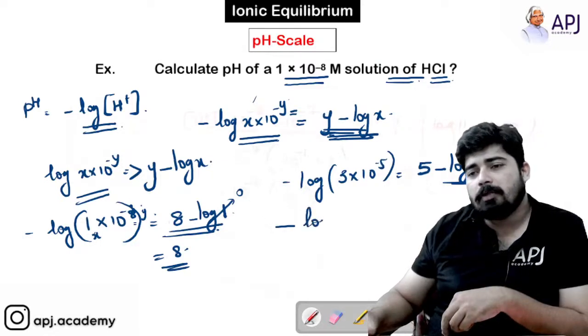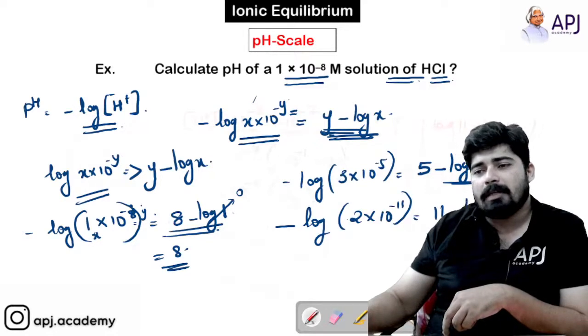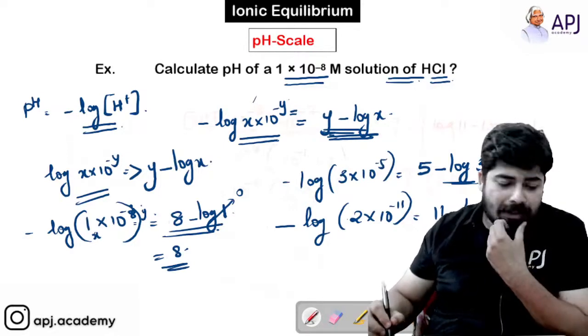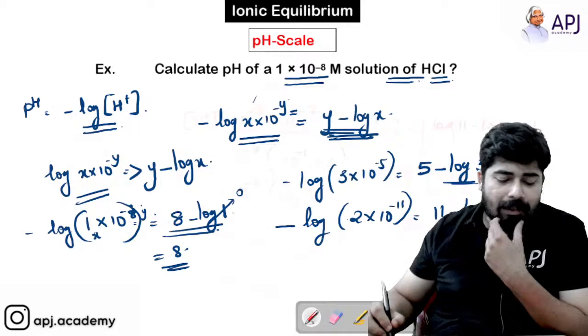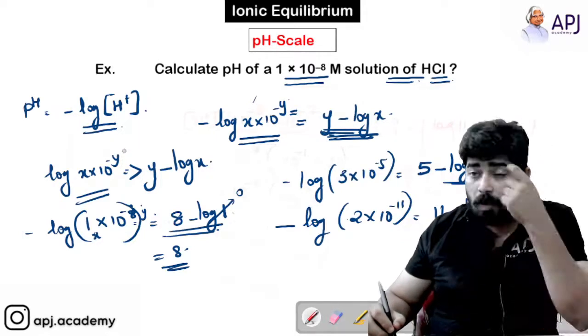Similarly, I am going to give you another example, that is negative log of 2 into 10 raised to minus 11. What is the answer? 11 minus log 2. Is it clear, students? Is it clear, the calculation of log?